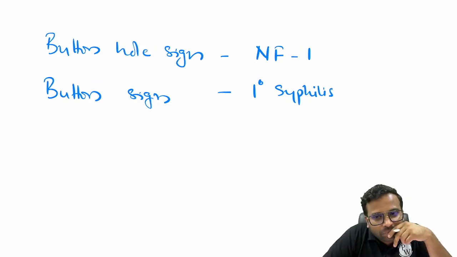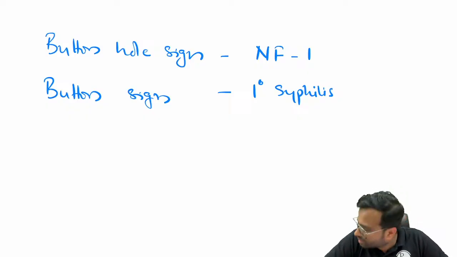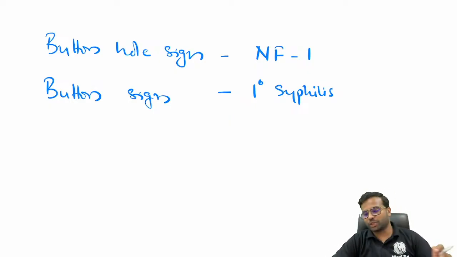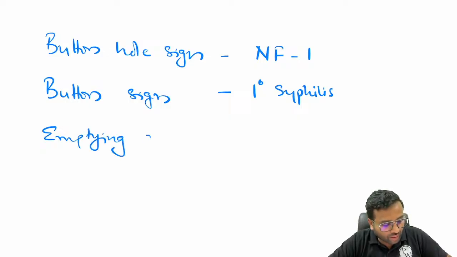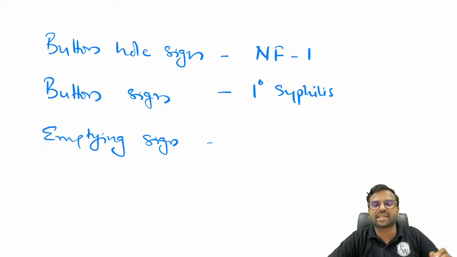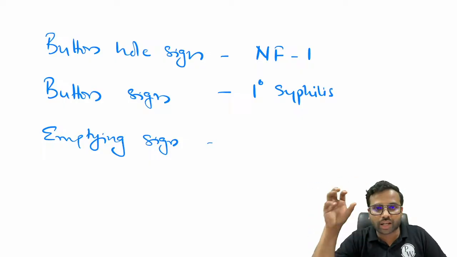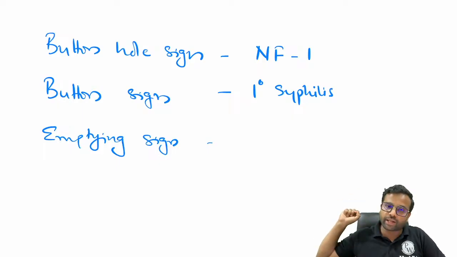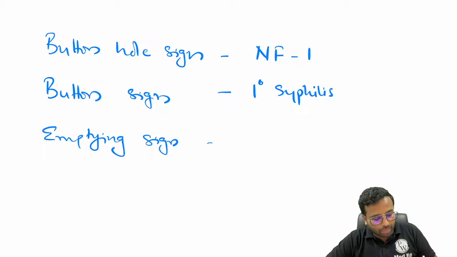Sign, sir. Which one? Emptying sign. Okay, where is it seen? Strawberry hemangioma. In strawberry hemangioma, very good. So in strawberry hemangioma, we can see this emptying sign, isn't it? Since it is a capillary hemangioma, when you try to press on the lesions, the reddish color may disappear. Once you take your hands off, it may again come back. So this can be seen in capillary hemangioma or strawberry hemangioma.